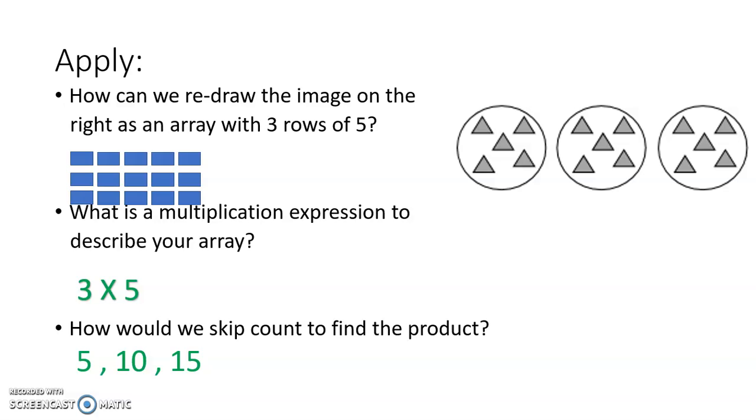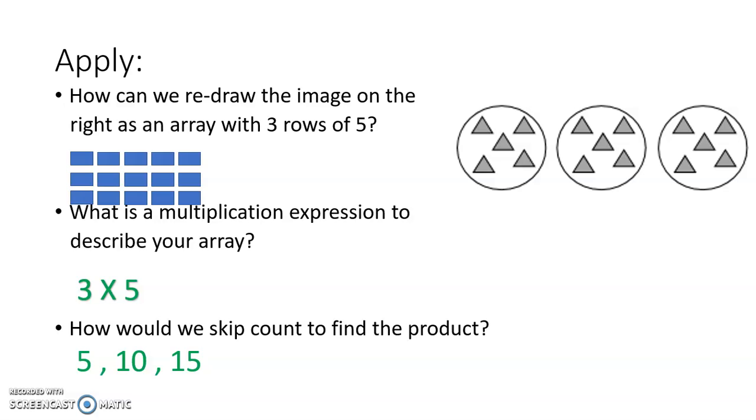Now, if there were 2 triangles in each circle, we'd count by 2. If there were 3 rectangles in each row, we'd count by 3. But in this case, there are 5. So we're going to count by 5. So let's count together.